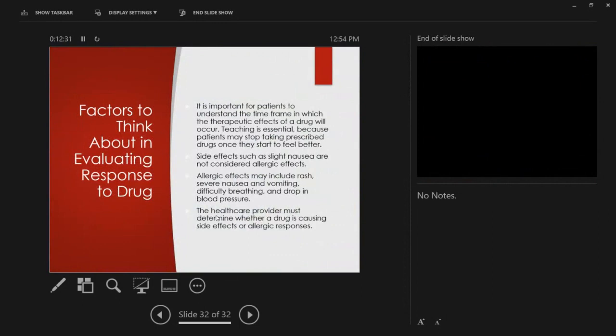The nurse will check for 3 types of responses to drug therapy: therapeutic effects, expected side effects, and adverse effects. Therapeutic effects are seen when the drug does what it's supposed to do. Expected side effects are typically mild and do not require the drug to be stopped. Always make sure you document side effects.